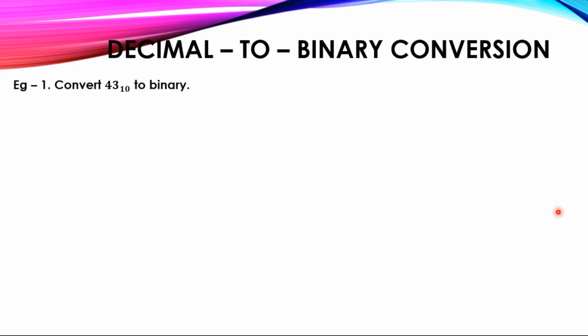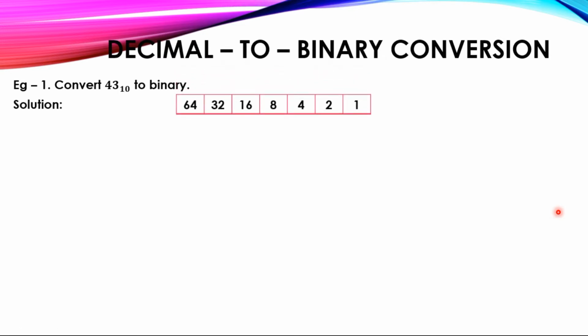Here we'll see one example. The decimal number is 43. I'm writing here base 10. It means it's a decimal number. Solution. Now this table is called the table of power of 2.